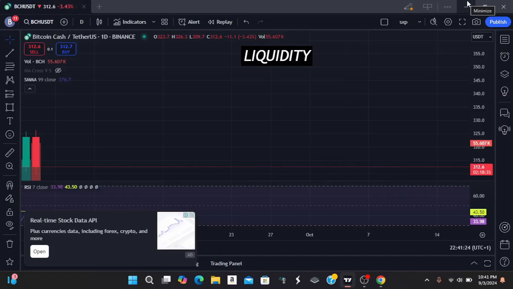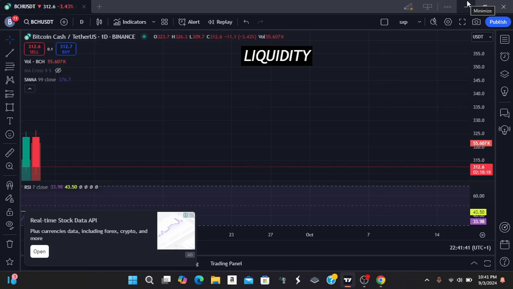Hello everyone. So today we'll be talking about liquidity. Now, the concept of liquidity is such that if you understand this concept, it's going to aid you to become more profitable than an average trader.